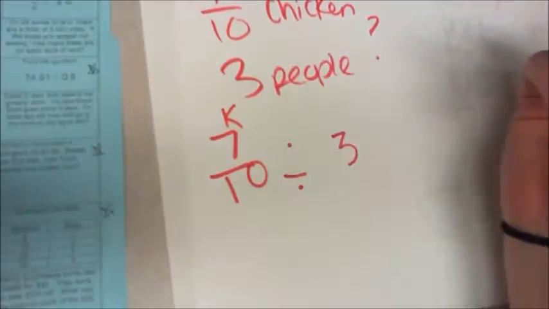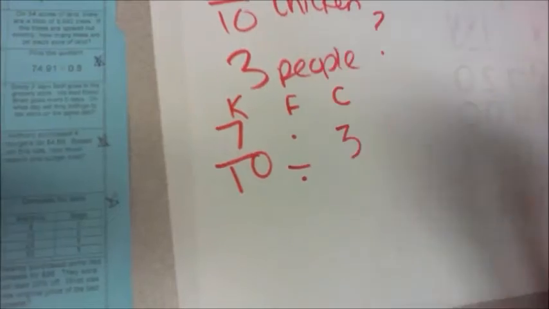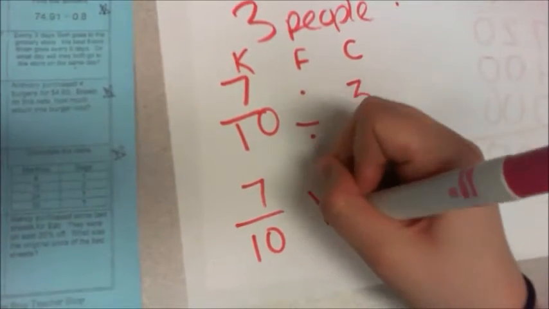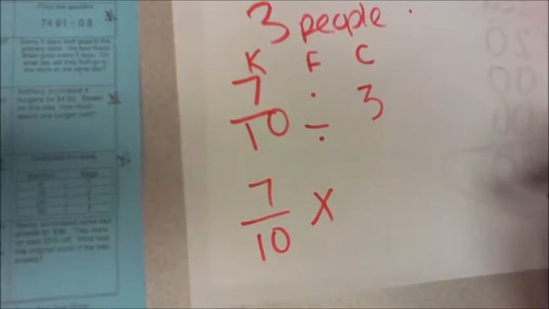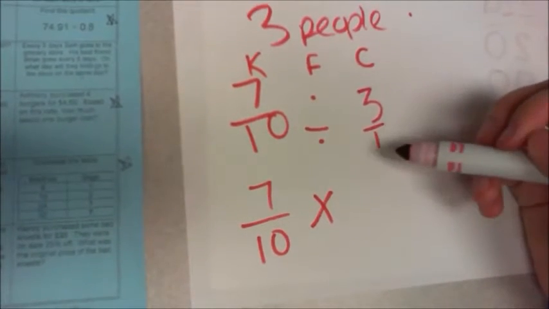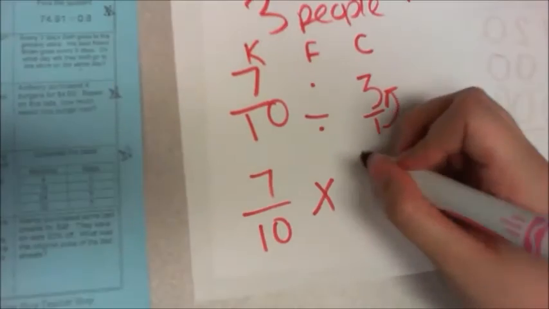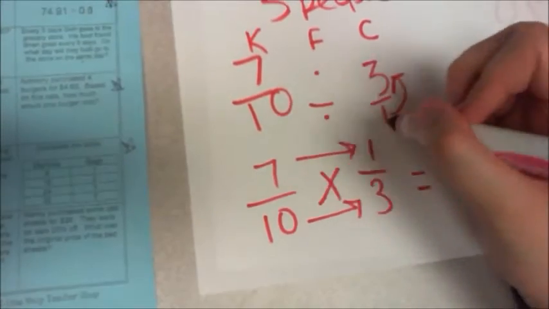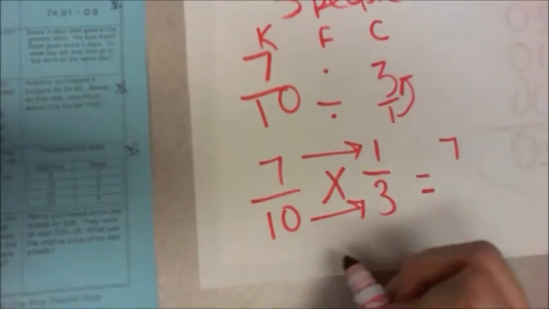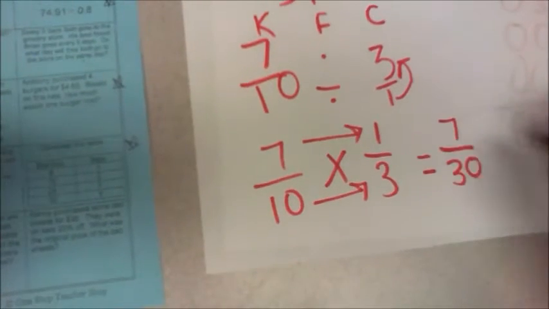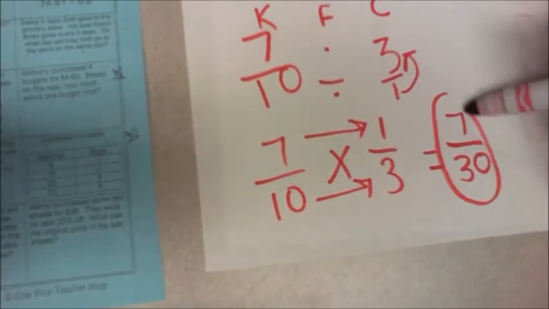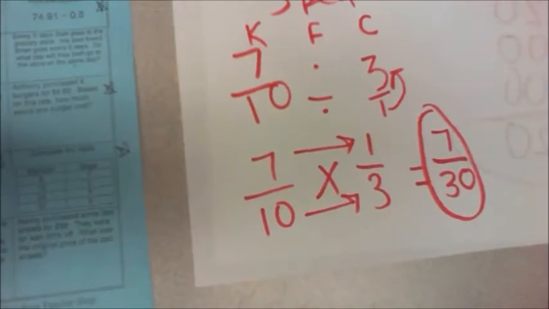Now let's go ahead and K, F, C. K means we keep 7/10 as it is. F means we flip division to multiplication. C means we change. Before we technically had 3 over 1, so now we go ahead and change it to 1 over 3, and we multiply across. 7 times 1 is 7. 10 times 3 is 30. We cannot reduce this fraction. There is no number that goes into 7 and 30, so that's how much chicken each person gets, 7/30.